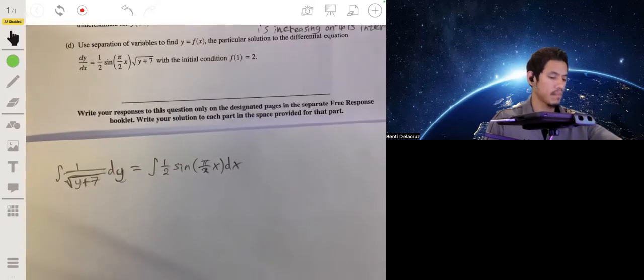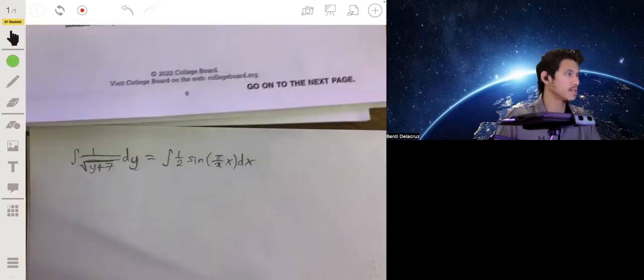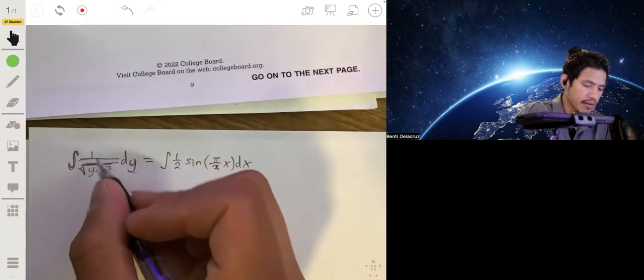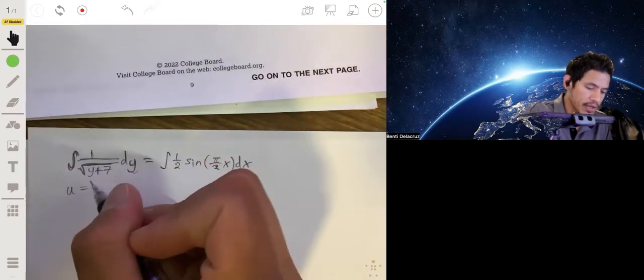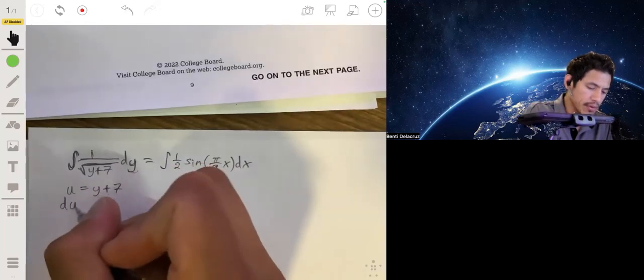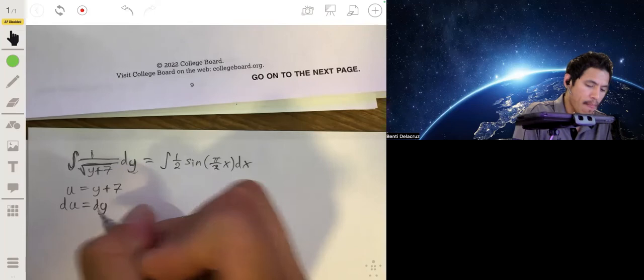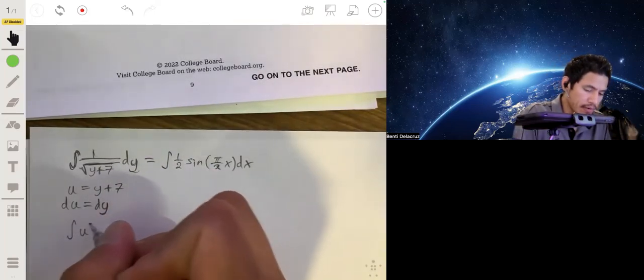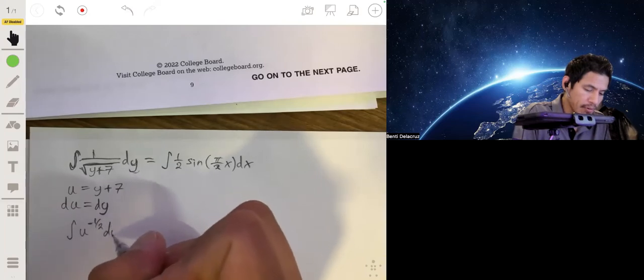Now, go from here. So we can use u substitution for each side. On the left side, we'll make the u equal to the y plus 7, and then du will be dy. Then that means on the left side, we'll have u to the negative 1/2 dy.